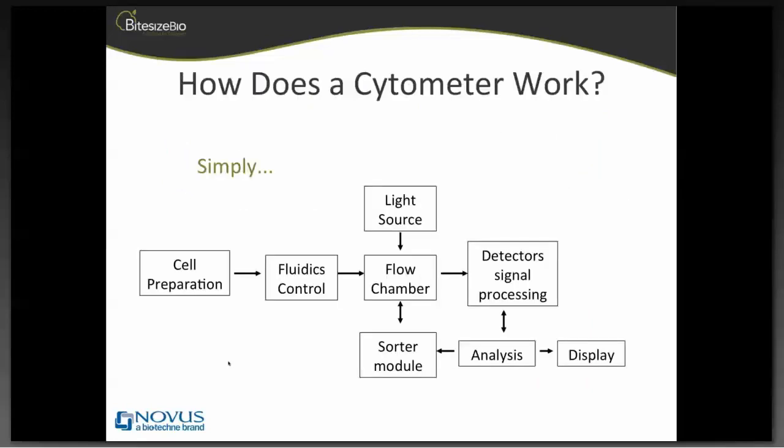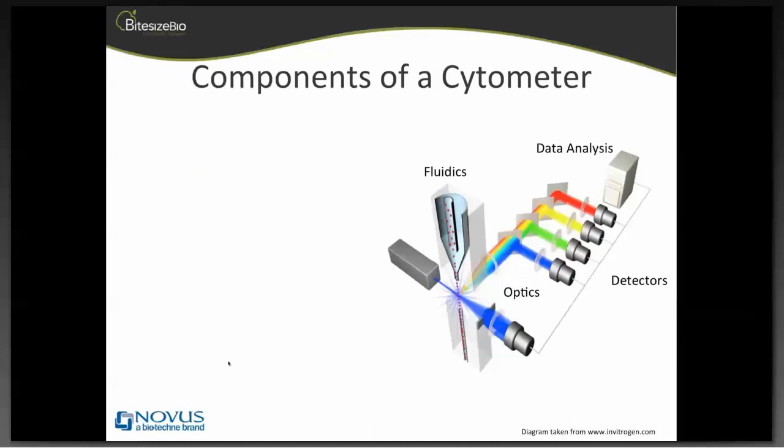Quite simply, we start with a cell population. We want to have single cells, so it's very important that we have the cells in a single cell suspension. We pass them through fluidics to the machine. They get interrogated in the flow chamber by a light source. We then can detect and process any signals that go through the machine for analysis and are displayed on our computer. So let's go through the different components of the cytometer.